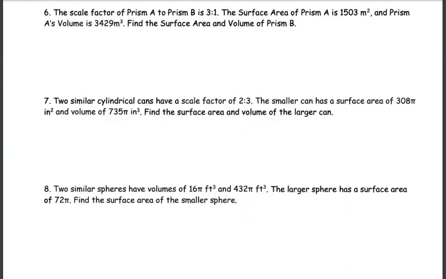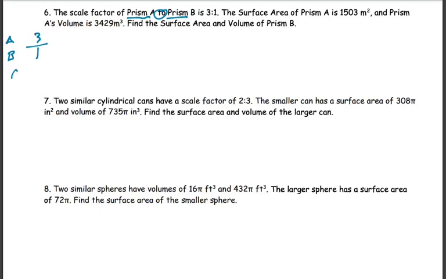Okay, on the next one, they give me the scale factor. They say the scale factor of prism A to prism B, so they tell me it's 3:1. That means that A is on top and B is on the bottom, just so you know. It tells me the surface area of prism A is 1,503. All right, so this is a side ratio, 3:1.